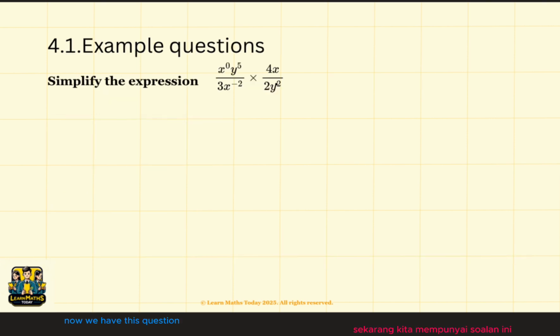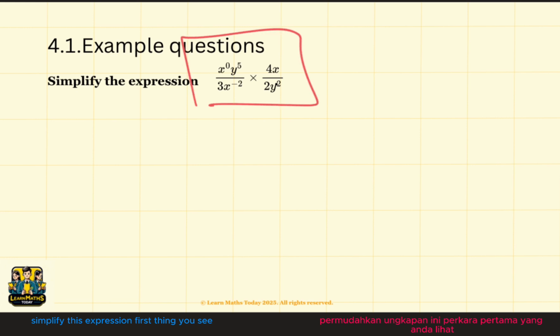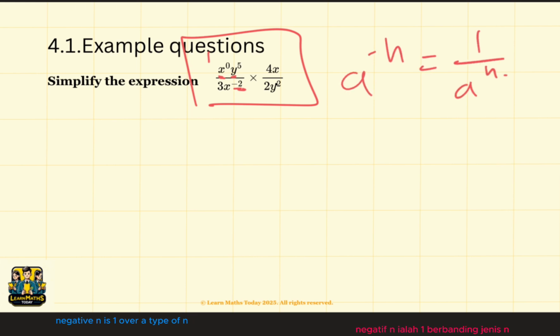Now we have this question, simplify this expression. The first thing you see, this will give you 1. Now this y^5, we leave it first. We see this negative 2. And remember that a to the power of negative n is 1 over a to the power of n. So technically, we can just put this to the numerator and get rid of the negative sign.